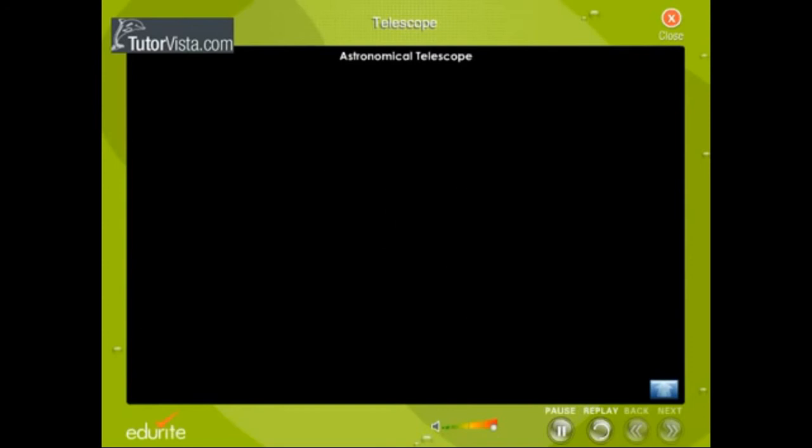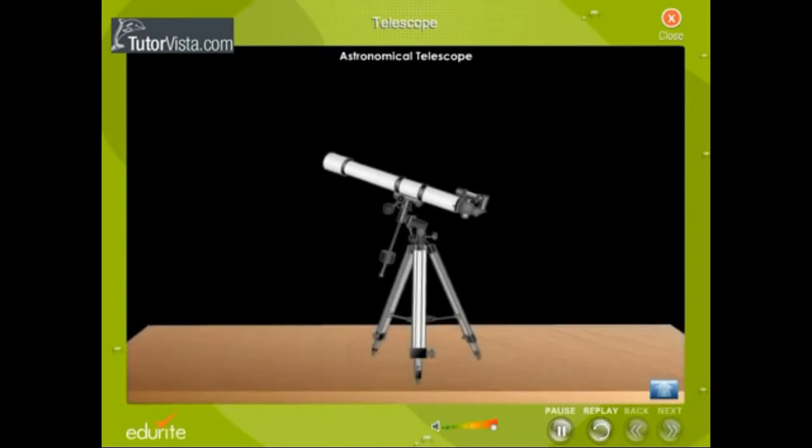Astronomical telescope. An astronomical telescope is used to view celestial bodies. The main parts of the astronomical telescope are objective lens, eyepiece, and telescope tube. Objective lens is a convex lens of large focal length and large aperture. The eyepiece is a convex lens of short focal length. Telescope tube has a set of two coaxially mounted brass tubes where one tube can easily slide into the other.